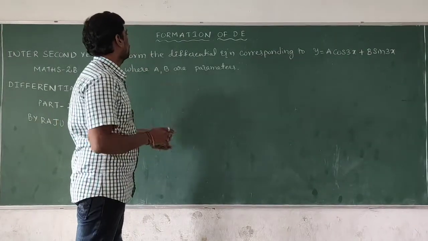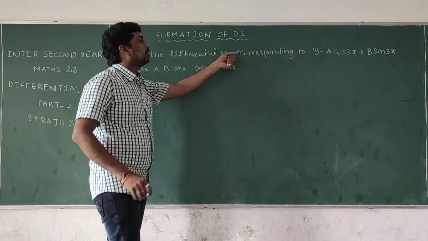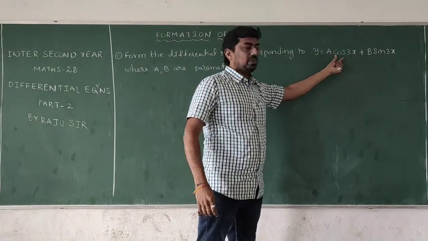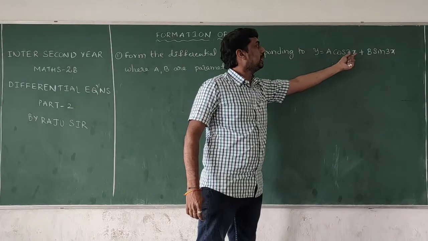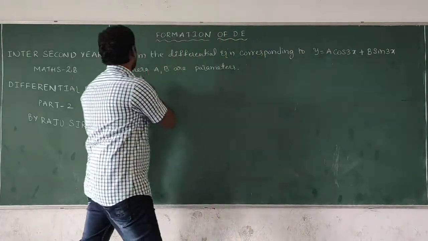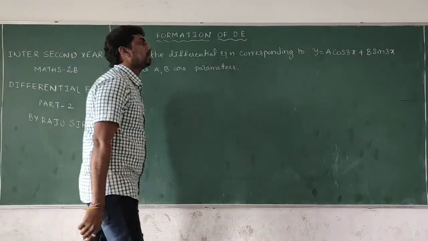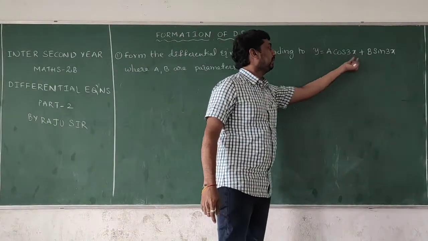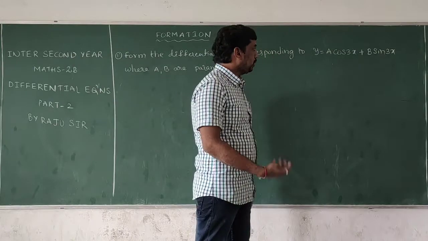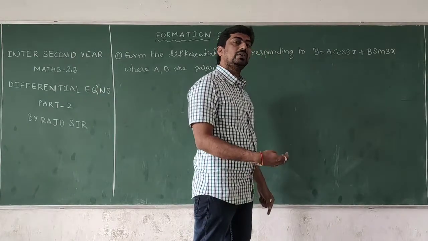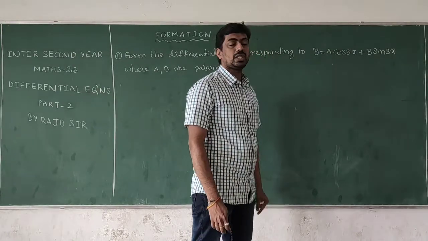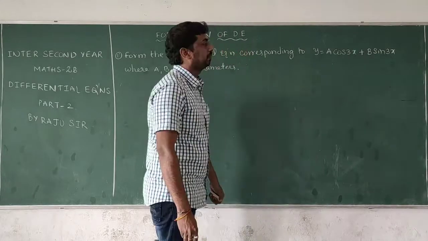First question: form the differential equation corresponding to the given equation y equal to a cos 3x plus b sin 3x, where a, b are parameters. Here, how many parameters are there in the given equation? 2 parameters. So we need to eliminate the parameters, then only we get the differential equation of the given equation. Is it clear? Right.